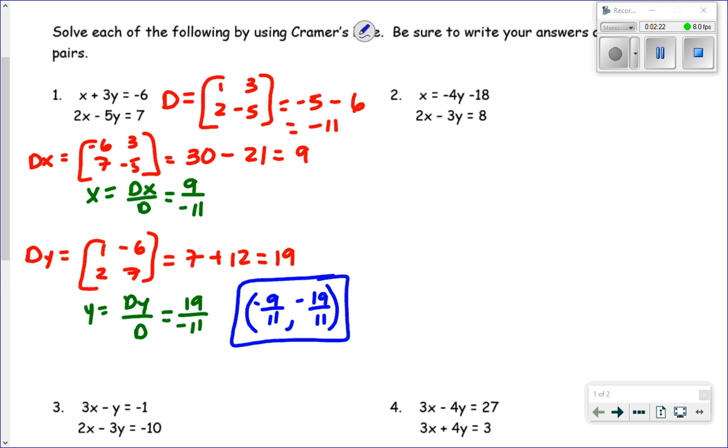Make sure when you're doing your quiz and stuff, your work is all organized and you put a box around your answer so that I'm able to find it easily.